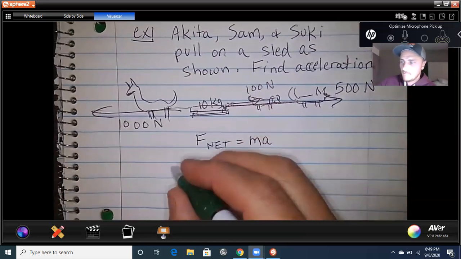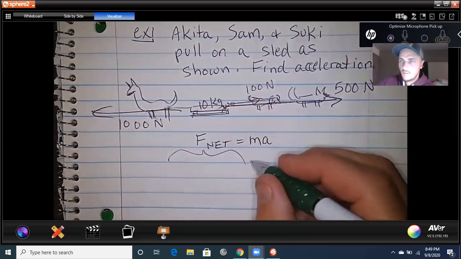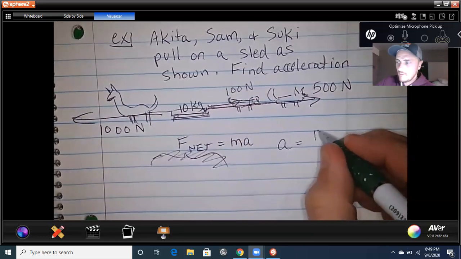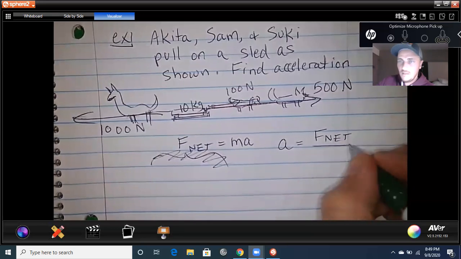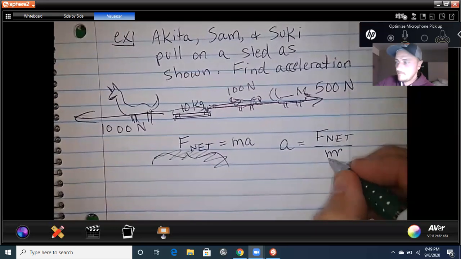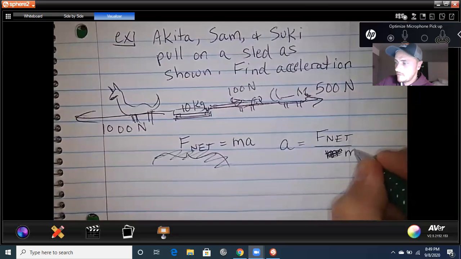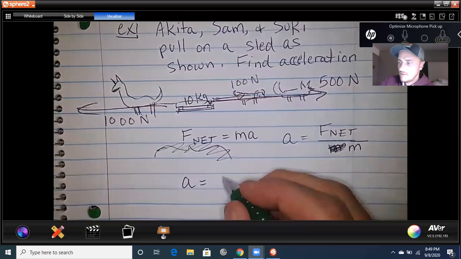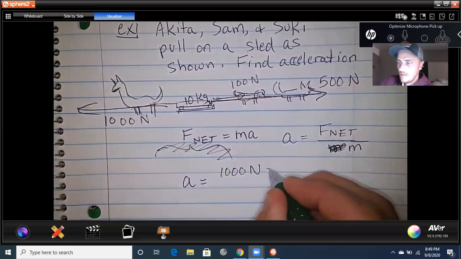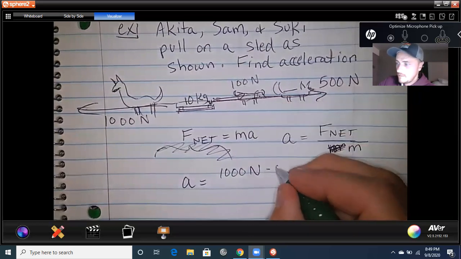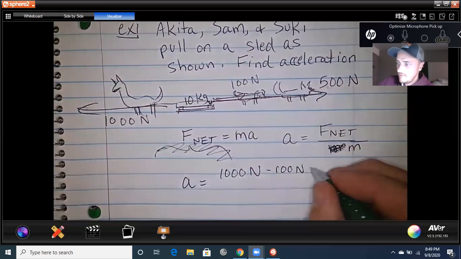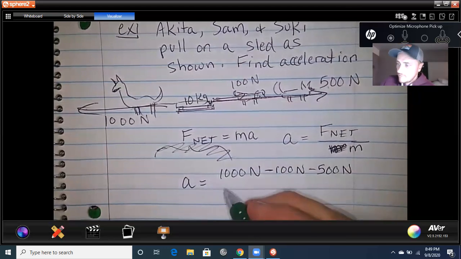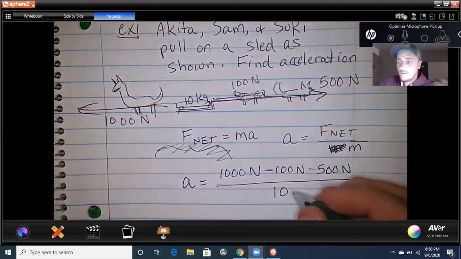So what I actually would do here, I would solve for acceleration first, right? That's what I'm looking for. So I'd have A equals FNet over M. There we go. A equals, now what is FNet? It's 1,000 newtons minus 100 minus 500, all divided by the mass of 10 kilograms.